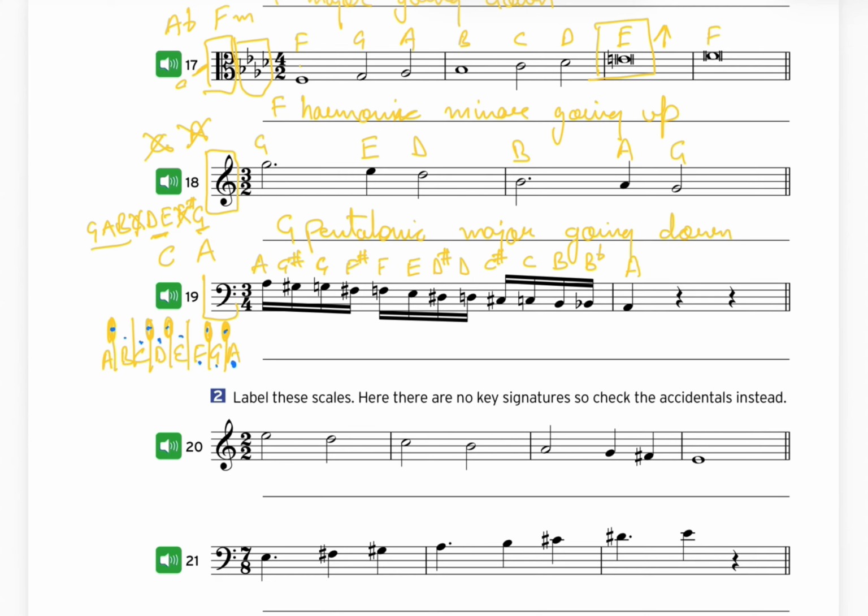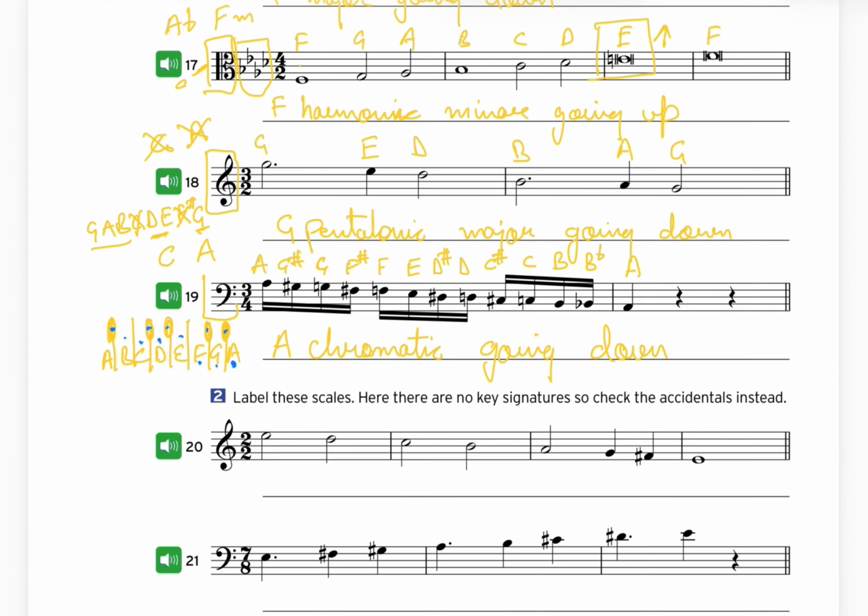Even though G is coming two times, one is sharp and one is natural, it could also be a flat or natural. Okay, so that's why this is our A chromatic going down.